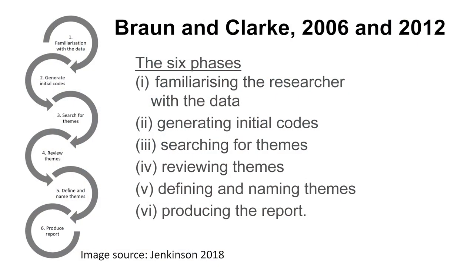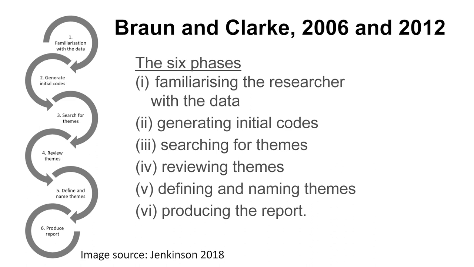So first, familiarization with the data. Researchers immerse themselves in the data by reading and rereading the material to gain familiarity with its content. This helps identify initial ideas and potential themes. The second phase is generating initial codes. Researchers assign labels or codes to segments of data that are relevant to the research question. These codes capture the key ideas or concepts or patterns within the data.